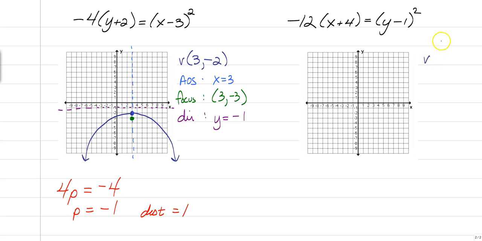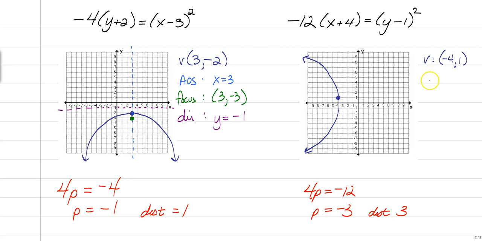So here we go. Last one, the vertex is at opposite of the inside for the x, opposite of the inside for the y. So it's at -4, comma, +1. So we're going to -4, +1. Y is squared this time, and it's negative. So when y is squared and it's negative, it's going to open to the left. p is equal to the number out front, which is a -12. So p is equal to a -3, but our distance is 3 units.